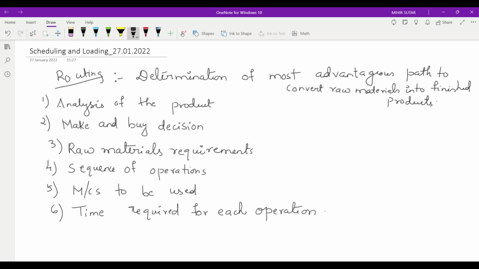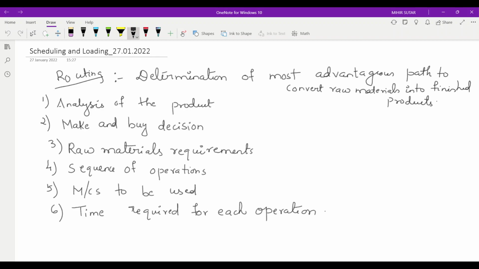Routing procedure involves analysis of the product. As you have seen in the previous case, a fire extinguisher is composed of three subparts. Similarly, all products are mostly made up of many subparts. So first you have to analyze the product. Analysis means that you have to divide the product into many subparts. You should know how many components it consists of. So that is the analysis of the product.